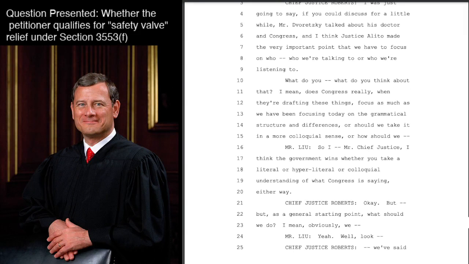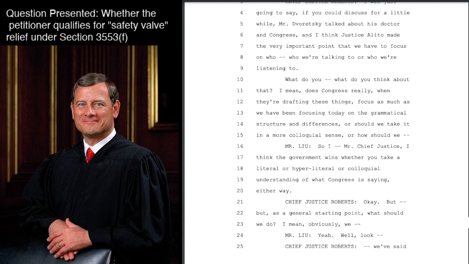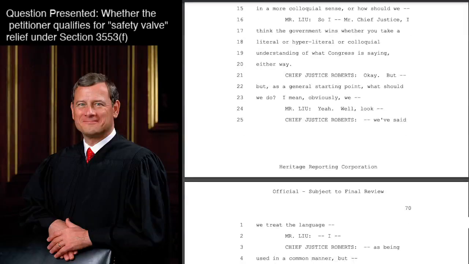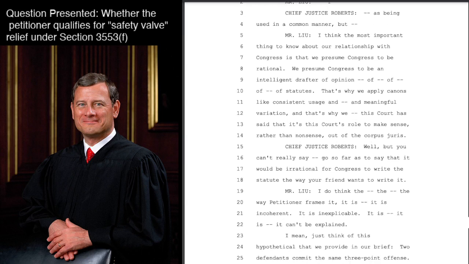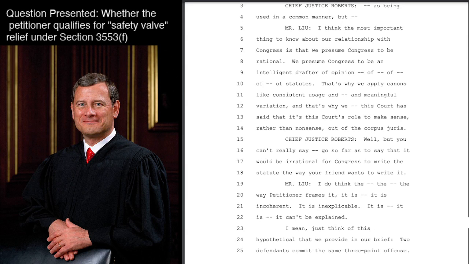So, Mr. Chief Justice, I think the government wins whether you take a literal or hyperliteral or colloquial understanding of what Congress is saying. Okay, but as a general starting point, what should we do? Obviously we said we treat the language as being used in a common manner, but I think the most important thing to know about our relationship with Congress is that we presume Congress to be rational. We presume Congress to be an intelligent drafter of statutes. That's why we apply canons like consistent usage and meaningful variation. And that's why this Court has said that it's this Court's role to make sense rather than nonsense out of the corpus juris.